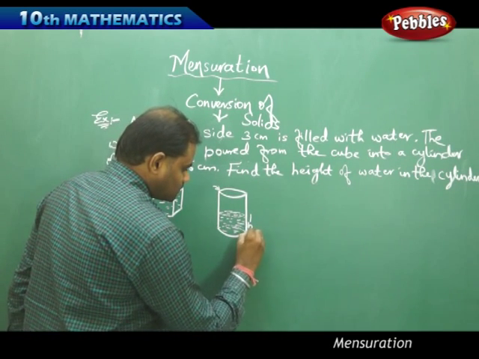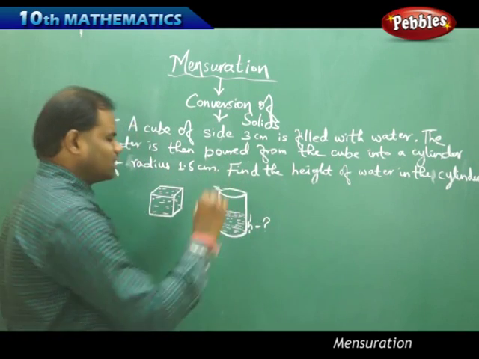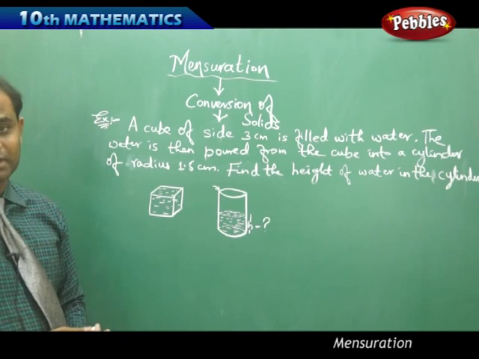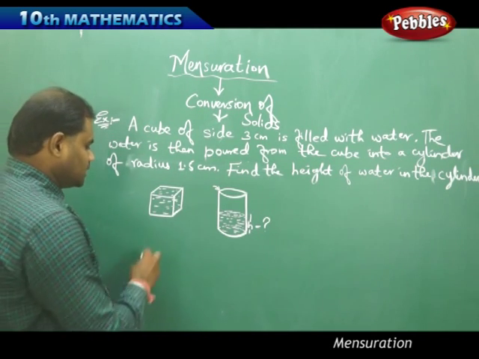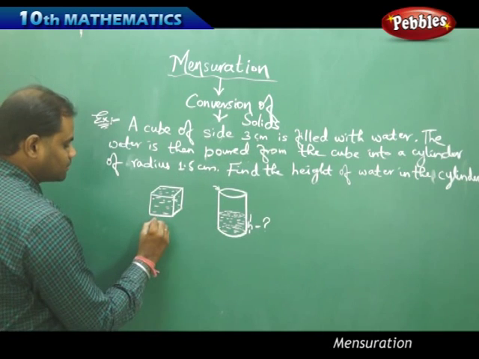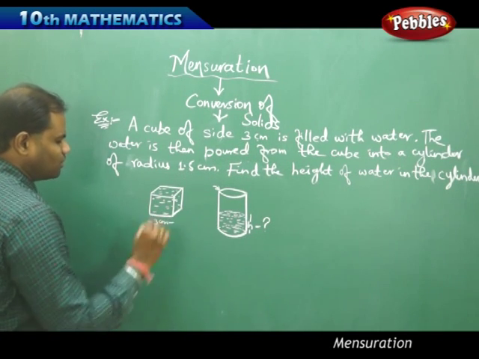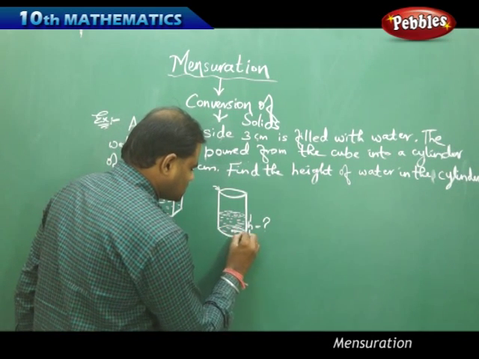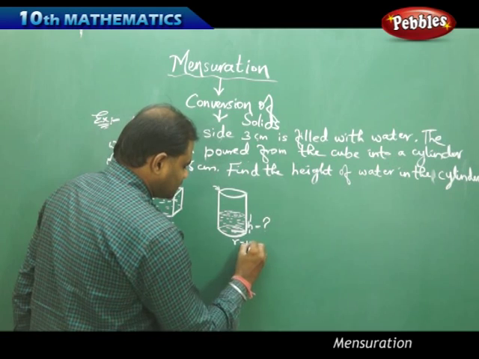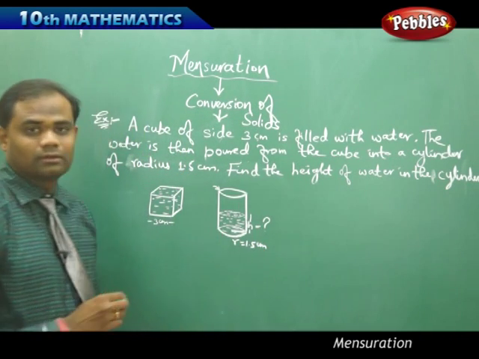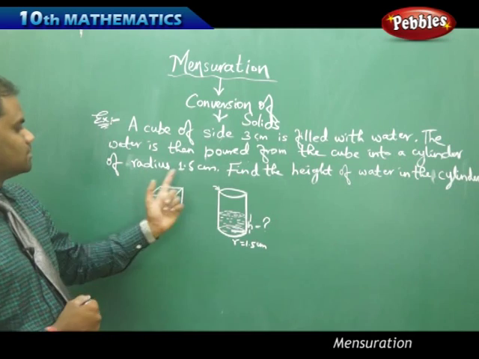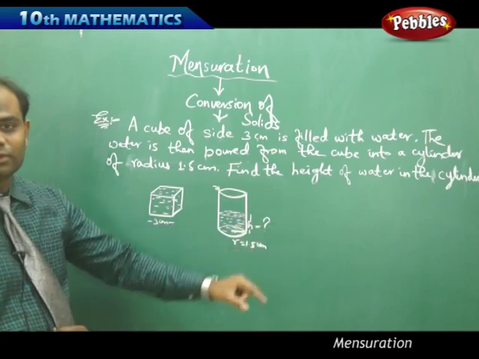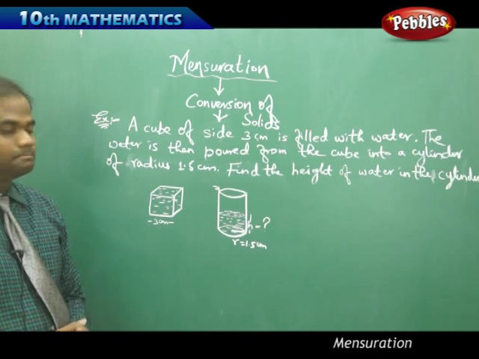Now the question here is how I can find the height of the water which I need to find. In this case, the question is about finding the height of the level of water in the cylindrical beaker. Now once the water is poured, I have the dimensions: 3 centimeters is the dimension of the cube, and the radius of the cylinder is 1.5 centimeters as given in the problem. The question is about finding the height of the water in the cylindrical vessel.